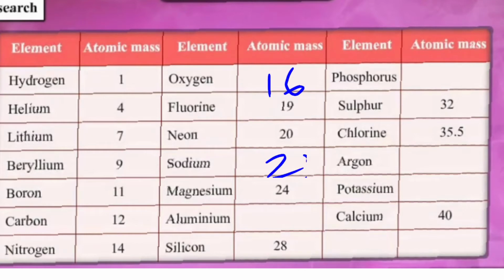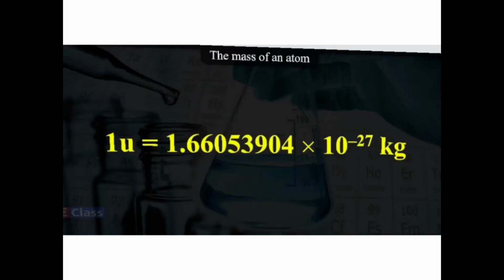We'll go ahead today with the chemical symbol of an element. Now, one more thing: atomic mass is measured in atomic mass unit, and the atomic mass unit is also called Dalton, whose value is 1.66 into 10 raised to minus 27 kg.